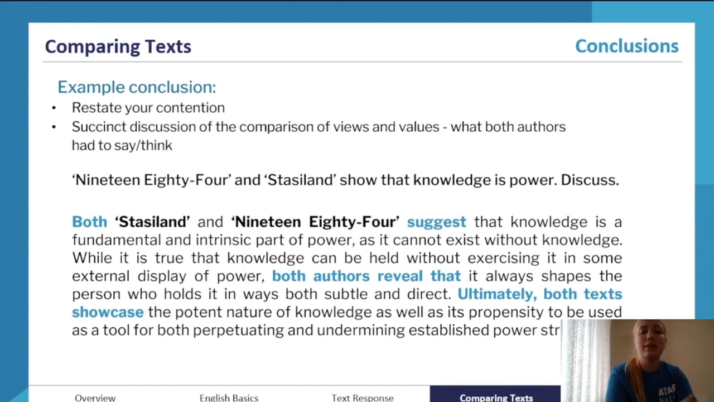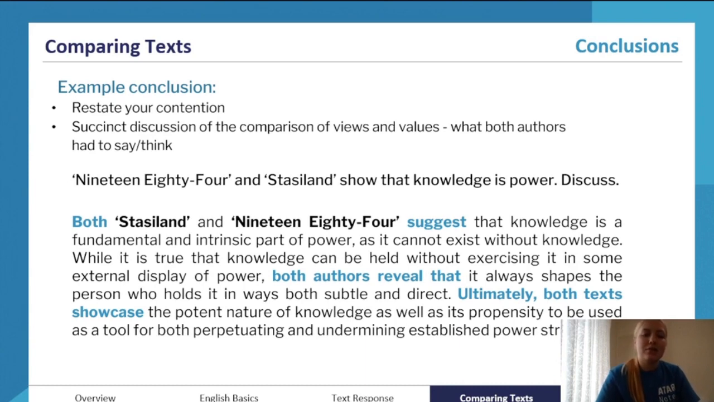And then we see a succinct discussion of the comparison of views and values, what both authors' messages are. Again, this can be similarity based or differences based. Similarly, leave your best idea for last and try to stick it in here.